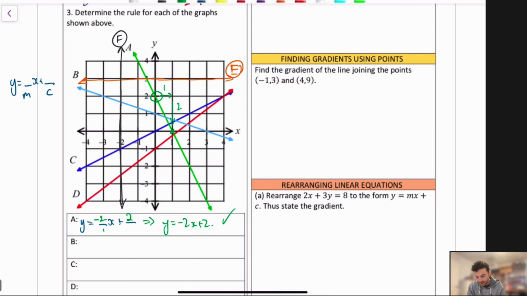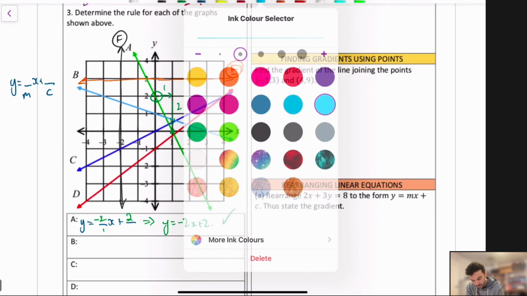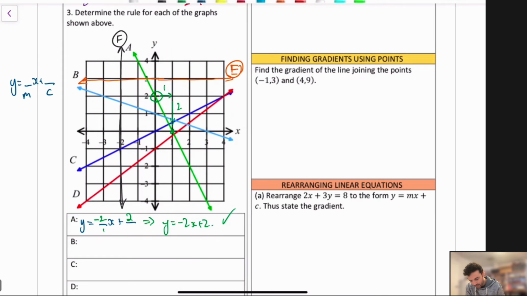Let's have a go at B. Now B is the light blue line there. The y-intercept is 1, and we can see that there's another point. It's going across 3 and it's going down 1, so therefore the gradient is going to be 1/3, and we can see this is a negative gradient, so we put a negative at the front. Okay, and I'm just going to rewrite it, but there's not really much to clean up here. -1/3 x plus 1.